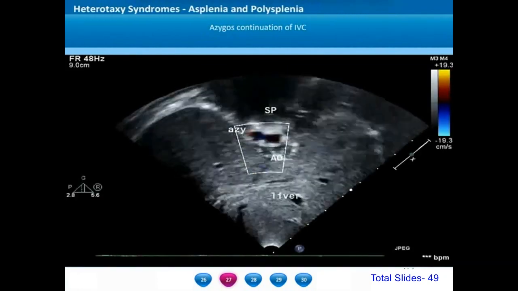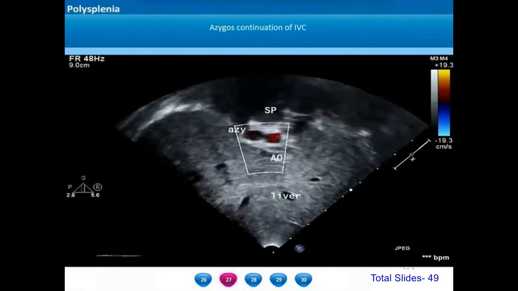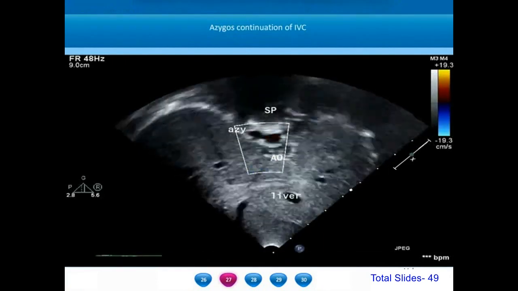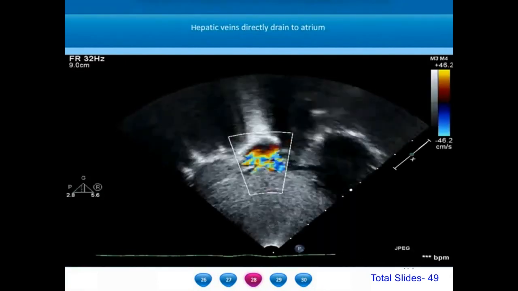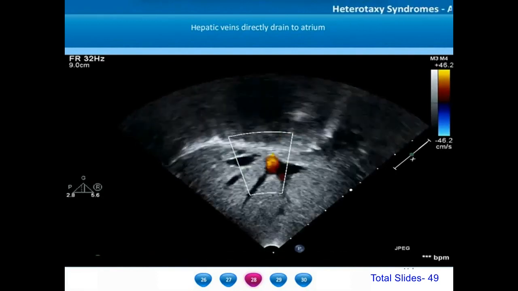On a color flow Doppler, we can appreciate the systolic pulsatility of the aorta and the venous flows in the azygos channel. The hepatic veins directly drain into the atria since the inferior vena cava is interrupted.